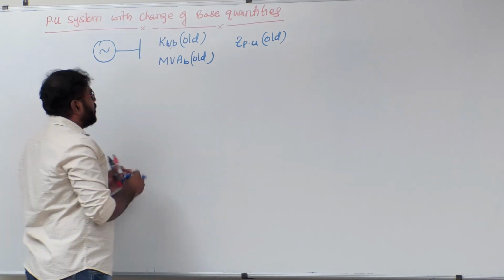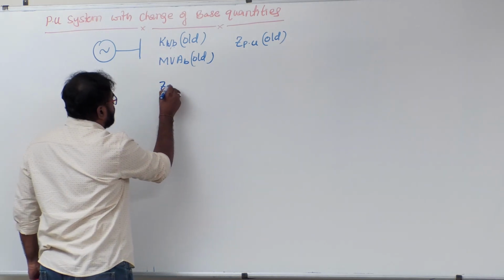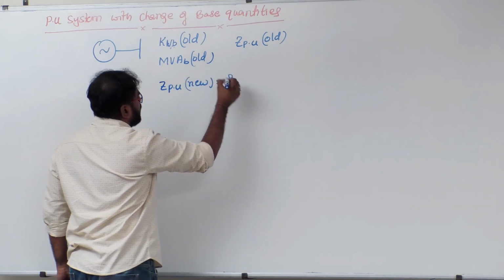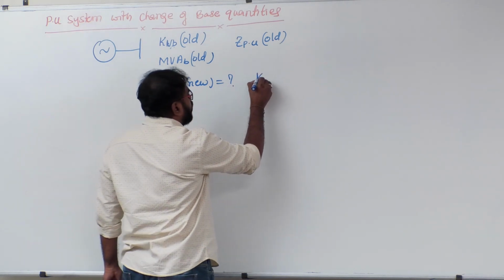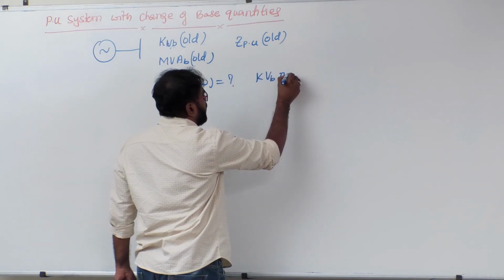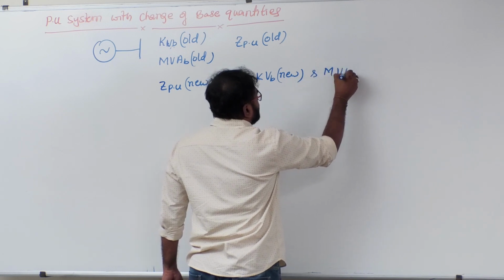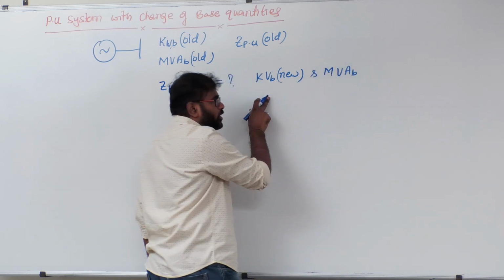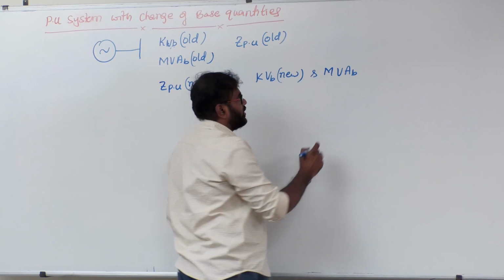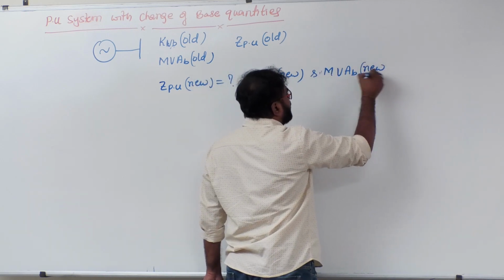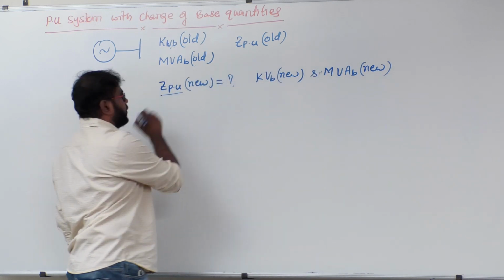Now the question is, what is Z per unit new? On what base? On the new voltage base, KVB new, and MVAB new. On the new voltage base and new MVA base, I need to calculate what the Z per unit is.